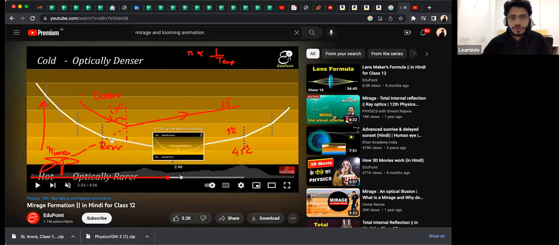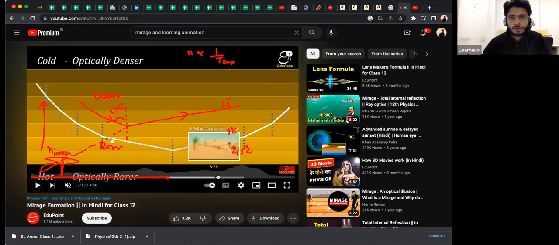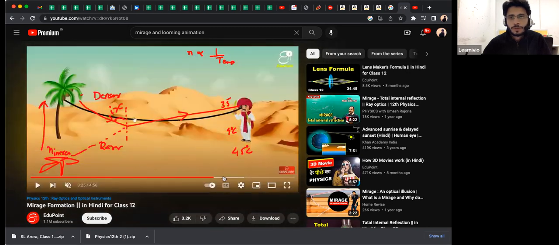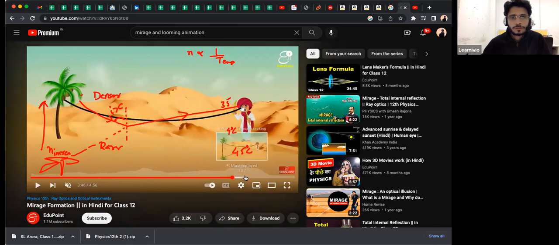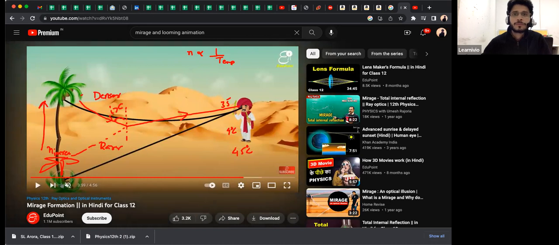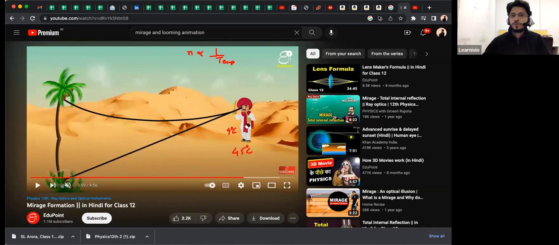We'll see the reflection of this tree on the ground. And that optical illusion is actually TIR. So you can see the reflection of this tree on the ground. When your eyes see the reflection of the tree on the ground, then they interpret, okay, there should be some water here, which is reflecting the rays coming from here. But it's not water which is reflecting, it's TIR which is reflecting.